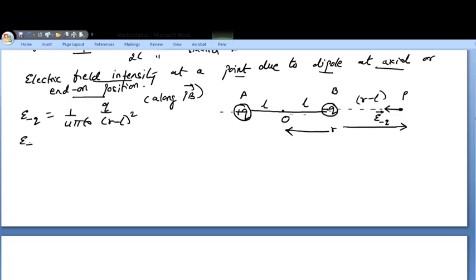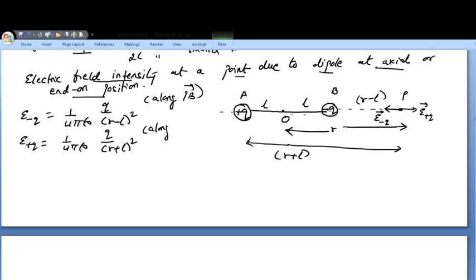Now what will be E plus Q, the electric field intensity due to plus Q? Due to plus Q, you will find that your electric field is going to be in this direction. This is going to be E plus Q. And what is the distance between that point and plus Q? The distance between that point P and A is nothing but R plus L. So you will get the electric field intensity 1 upon 4 pi epsilon naught Q upon (R plus L) the whole square, and this is going to be along AP.